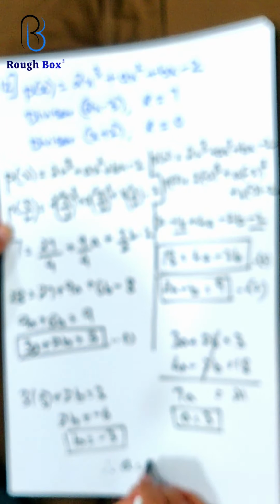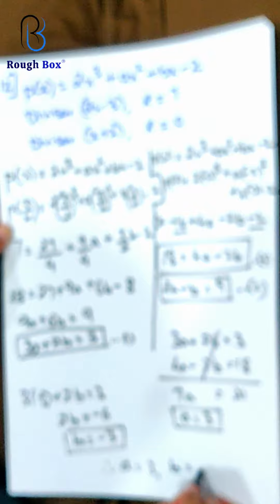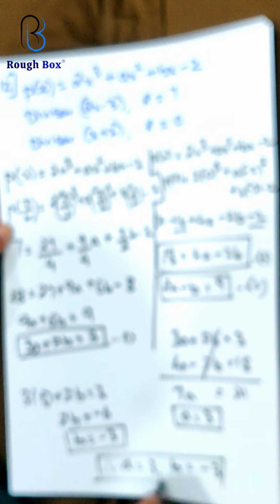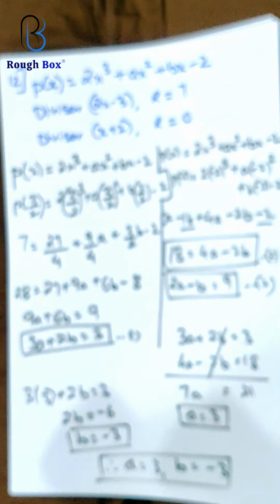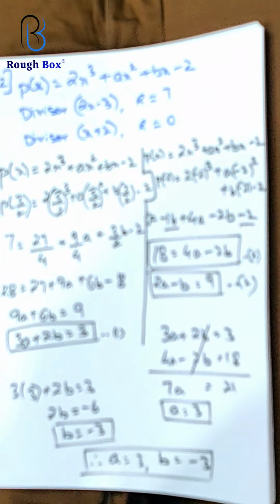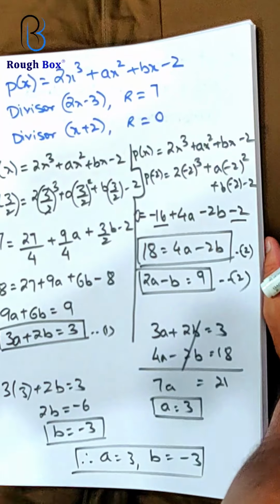So write our final answer. Therefore a is 3 and b is minus 3. Your question is find a and b. So we managed to find the values of a and b. Let's go through this question once again. This is one of the favorite questions in the boards. So you can certainly expect such questions. So please try and understand the question.